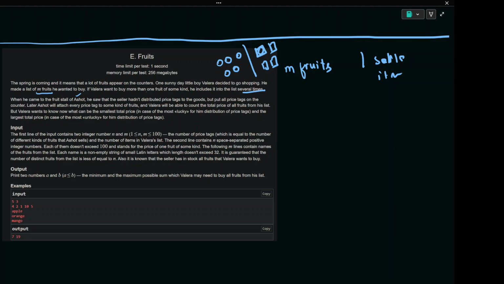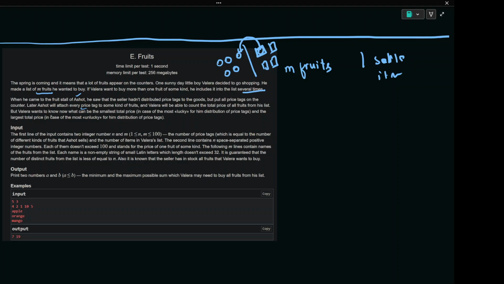Later, Ashot, our guy's name is Ashot, right? Later, Ashot will attach every price tag to some kind of fruit. So he has the price tag ready and he is attaching it to some kind of fruit. And Valera will be able to count the total price of the fruits from his list. He will stick the price tags and then he'll count the total price. Simple as that.